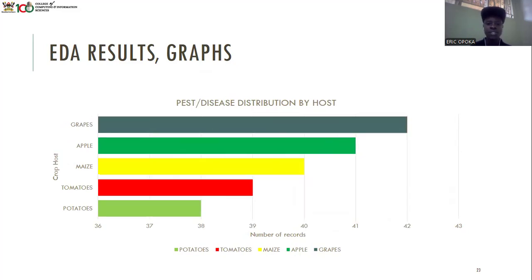So we had pest or disease distribution by host. In this case, grapes had 42. Apple had that. Then maize also had that. In this pest and disease distribution by host, the crop count for grapes was higher, so it was somewhat biased in one way or the other also.